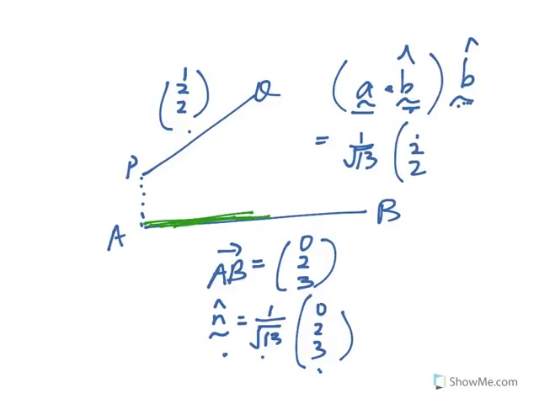Right? (1, 2, 2) dot product with b hat over here, (0, 2, 3). My b hat is here. Just that I put the 1 over square root 13 outside because it doesn't matter, right? For a scalar, for dot product, we can just put it outside. Okay.